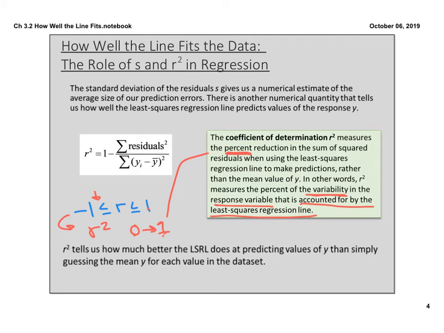R squared tells us how much better the LSRL does at predicting values of Y than simply guessing the mean of Y for each value in the data set, okay? So we don't want to just guess the mean Y. We want to look at how much of the variability is blamed on that line and how good of a model that line is, okay?